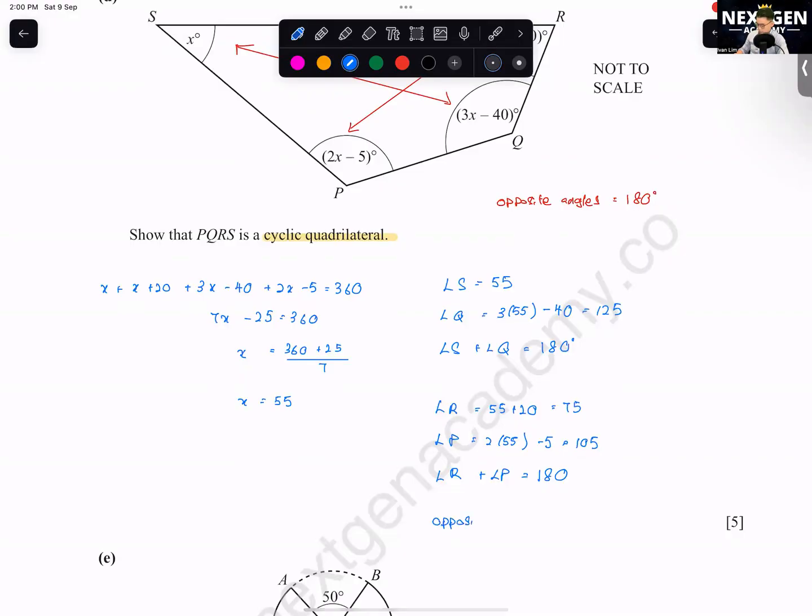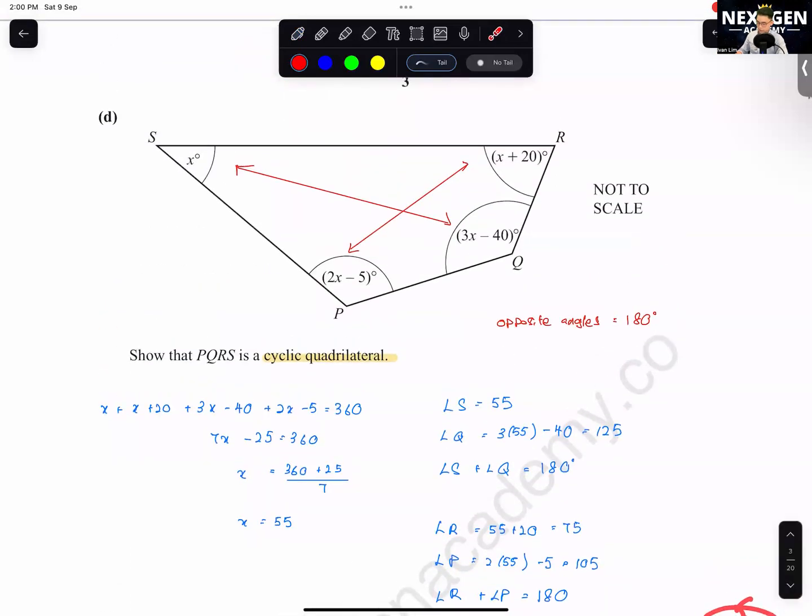Opposite angles sum to 180 degrees. Okay? This is how you get the 5 marks. You don't straight away just write this plus this equals to 180, because we don't know what the x value is yet. They're not asking you to prove for the x value yet.